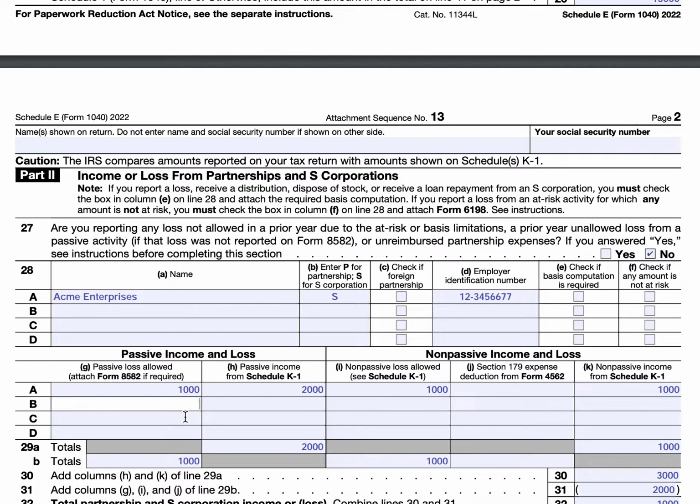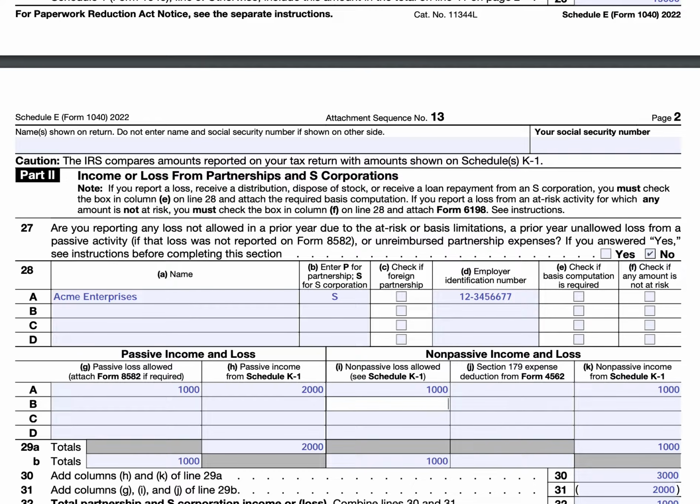And then finally, for unreimbursed partnership expenses, if they are from a passive activity and you must file IRS Form 8582, you should do that. However, if you have unreimbursed partnership expenses from non-passive activities, you would enter that in column I, and then you would enter in column E of that same name, UPE, which stands for unreimbursed partnership expenses, and that's how you would do that.